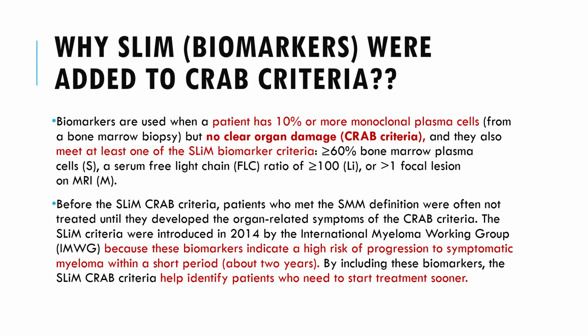So why were SLIM added to the CRAB criteria? Biomarkers are used when a patient has 10% or more monoclonal plasma cells on bone marrow biopsy but no clear organ damage, and also meets at least one of the SLIM biomarker criteria, as I explained earlier. Before the SLIM criteria, patients who met the smoldering multiple myeloma definition were often not treated until they developed organ-related symptoms of the CRAB criteria.